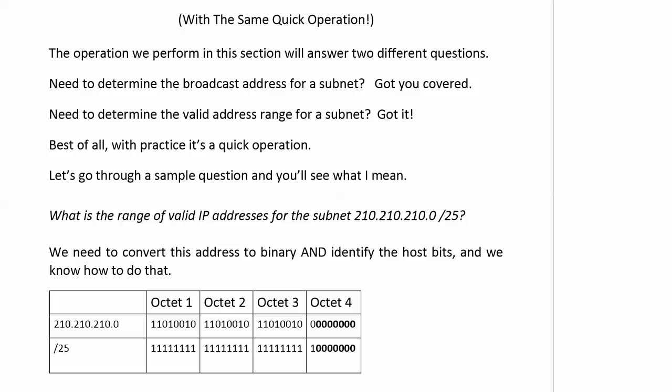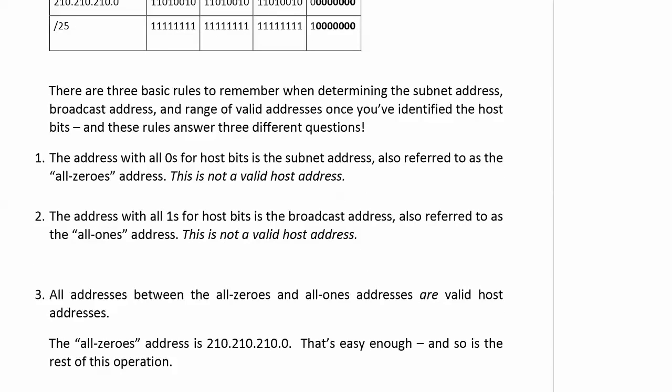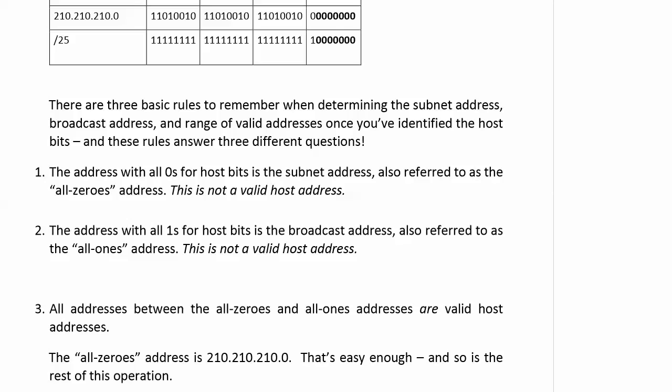There are three basic rules to remember when you're coming up with the subnet address, the broadcast address, and the range of valid addresses. First off, the address with all zeros, we know this from earlier when we were doing the number of valid hosts, but let's refresh. The address with all zeros for the host bits is the subnet address, and it's also known as the all zeros address, and this is not a valid host address. And we don't really have to calculate that one because we're given that one. We're told here's the subnet. Well, the number they give us is the subnet number itself, or the subnet address.